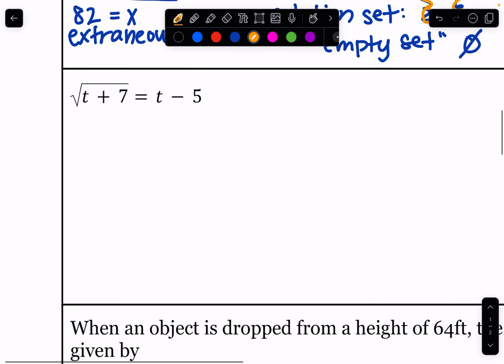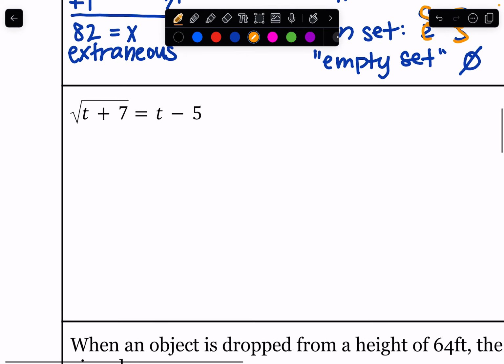All right, next problem is a little weird because we have t's on both sides and radicals on both sides. So we want to get rid of this square root. And so we're going to square both sides. Just be careful. You need to square the whole side on the right side instead of squaring the t and the 5. You'll get messed up if you don't.